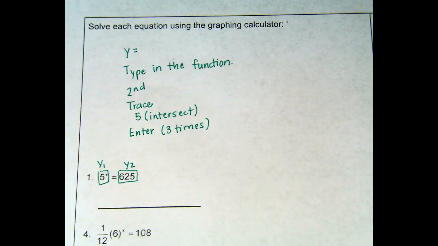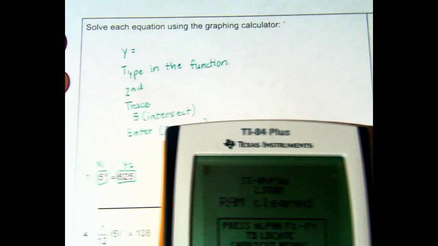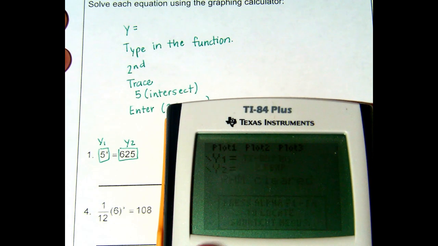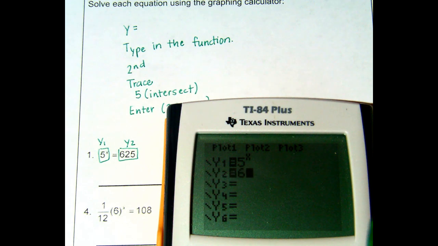So we go to y equals. So see, I've cleared my calculator because it says RAM is cleared. Okay. We'll press y equals, top left button, 5 raised to the x power. Make sure you put x, not some number. That's y1. Go down to y2 and type in 625.